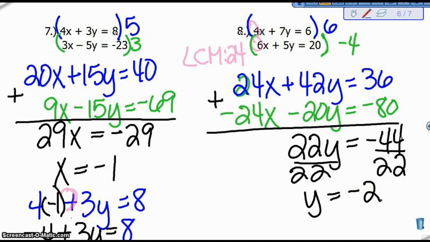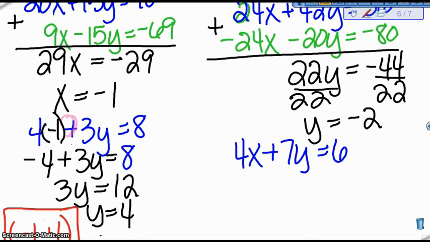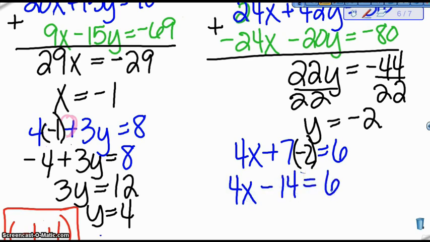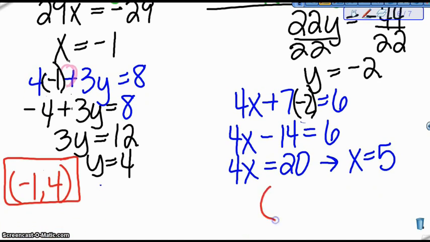Okay, and so I'm going to plug this negative 2 in for y into one of my original equations and solve for x. So I'm going to go ahead and use 4x plus 7y is equal to 6. Okay, and instead of having that y in there, I'm going to have a negative 2 and solve like normal. So this is 4x minus 14 equals 6. If I add 14 to both sides, I get 4x equals 20, which means x has to equal 5. And then your last step here is to write this in an ordered pair, which would be 5 comma negative 2.